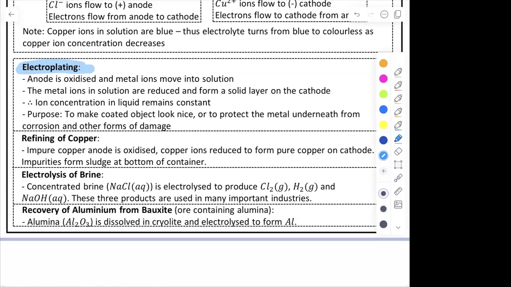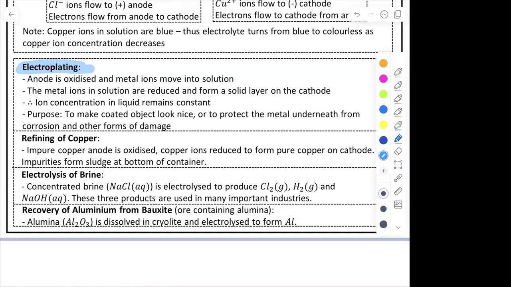So let's say you want to make jewelry, you can't afford to buy gold at its full price, but you'll take maybe like brass or bronze and you want to coat it in gold to give it the look of gold without having the expense of gold. You will do what we call electroplating.